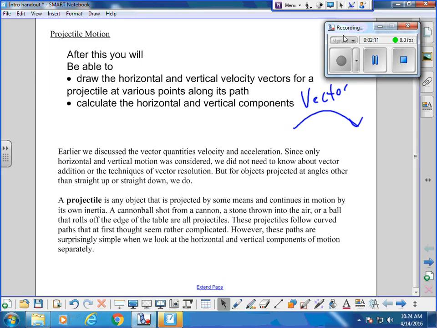Okay, so a projectile is any object that is projected by some means and continues in motion by its own inertia. So, Mitch, we're done, right? Nate, wrap it up. Okay, so I was just talking about this in my grade 11s this morning, how objects in motion stay in motion. So when balls fly through the air, when Mitch is throwing to Billy, the ball keeps going because objects in motion stay in motion until it hits the ground because it's out of his reach.